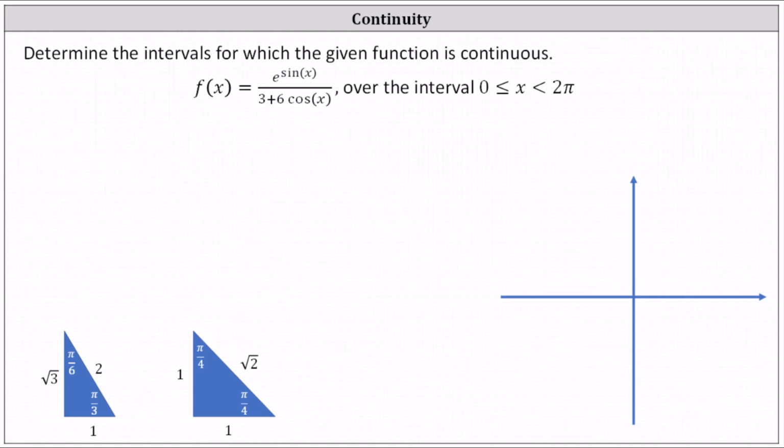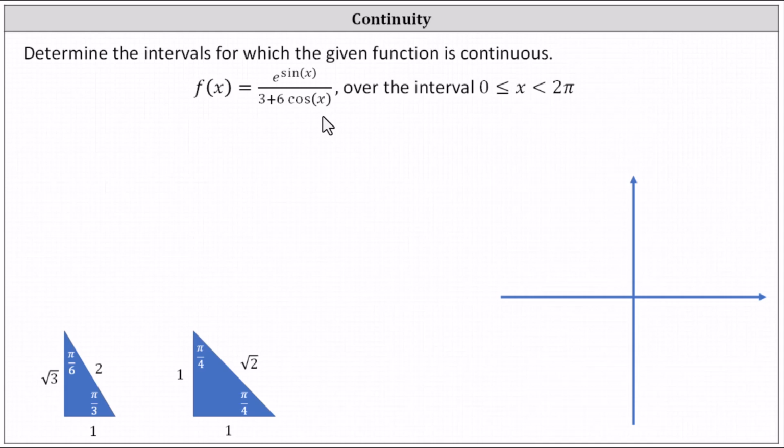Determine the intervals within the given interval from 0 to 2 pi, including 0 and not including 2 pi, for which the given function is continuous. We are given f of x equals e to the power of sine x divided by the sum of 3 and 6 cosine x. To find the intervals for which the function is continuous, we'll determine the values of x where the function is not continuous and exclude those values from the given interval.